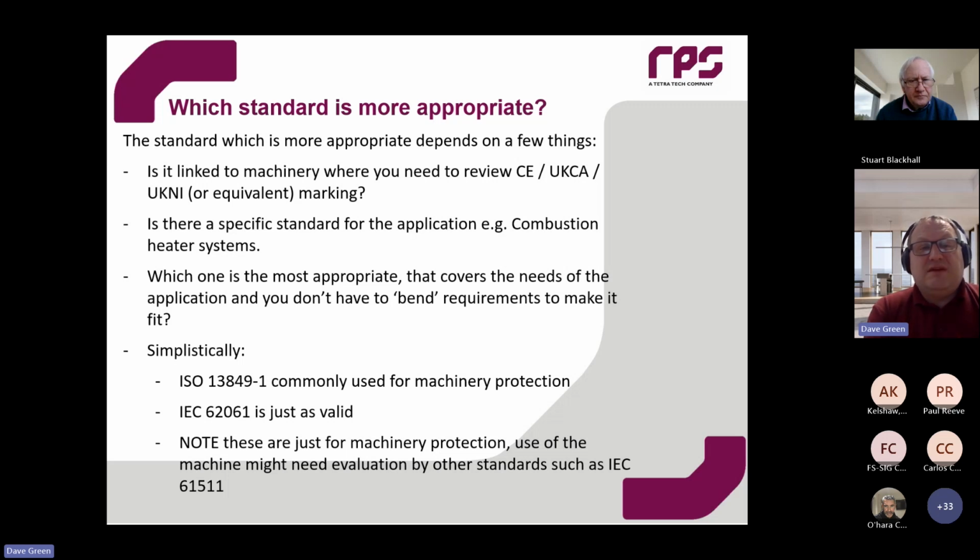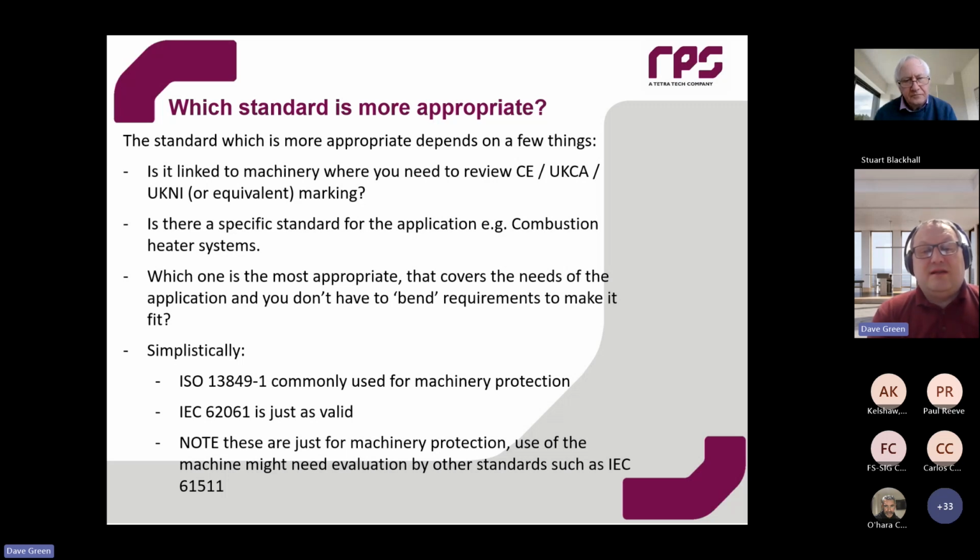If you've got a specific standard for the application, i.e. the Type C standards, things like robots, conveyors, etc., then you could use that one. Or you should use the one that's most appropriate, that you don't have to bend requirements to make it fit. So a lot of people use 13849 Part 1 for machinery protection. 62061 is just as valid, but please note these are both just for protecting machinery-based hazards.